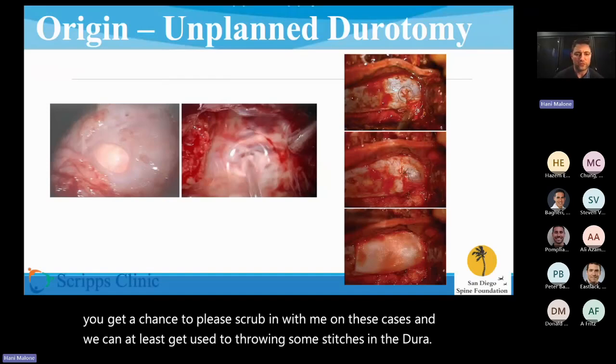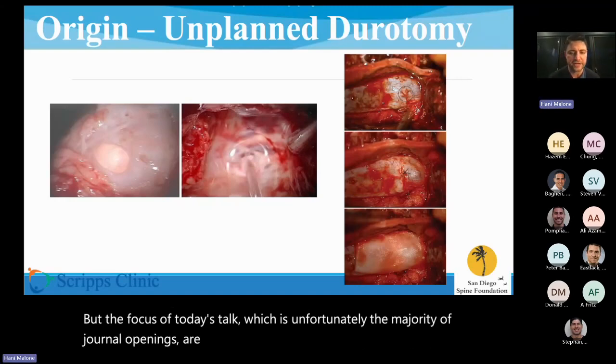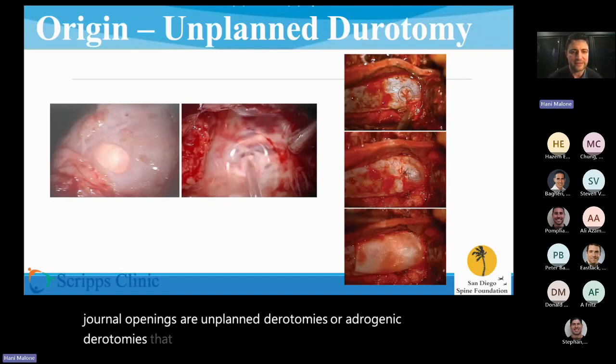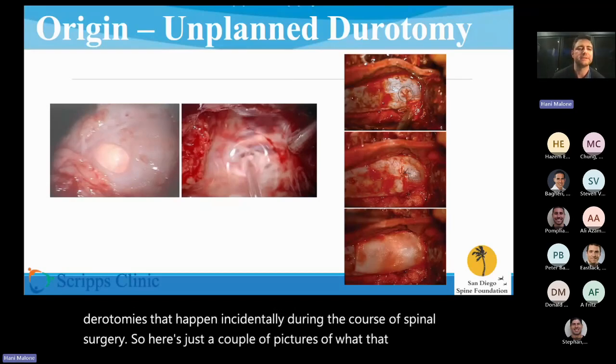But the focus of today's talk, which is unfortunately the majority of dural openings, are unplanned durotomies or iatrogenic durotomies that happen incidentally during the course of spinal surgery. So here's just a couple of pictures of what that looks like.